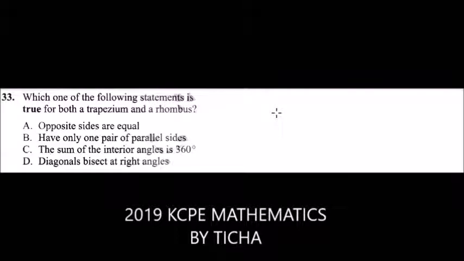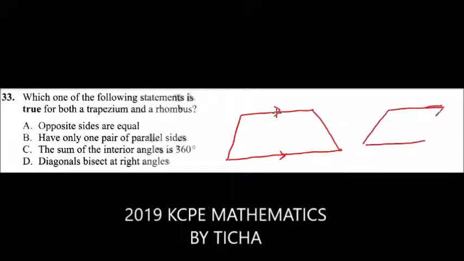Question number 33. Which one of the following statements is true for both a trapezium and a rhombus? So the best approach for this one is you can draw the two diagrams. A trapezium is a 4-sided figure that has 2 sides parallel. So that side is parallel to this one. A rhombus is also a 4-sided figure with a pair of parallel lines, and all the sides are equal. So that side is parallel to that. That is parallel to that, and that is parallel to that.